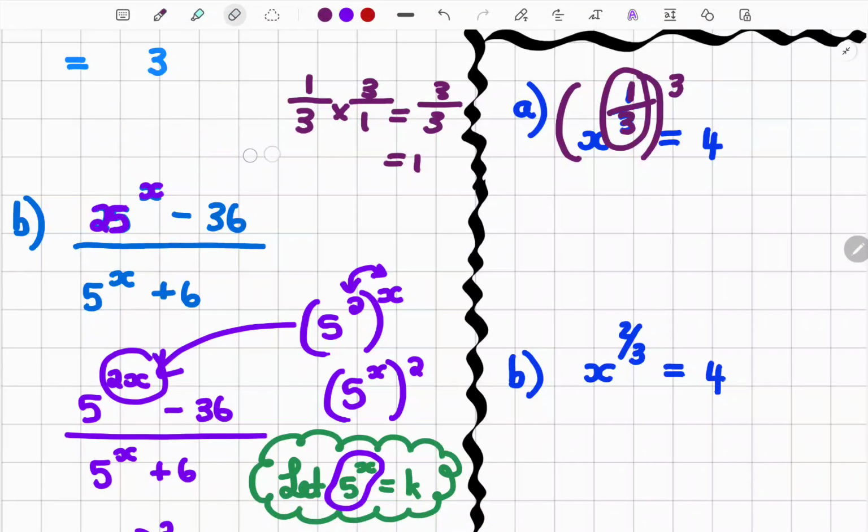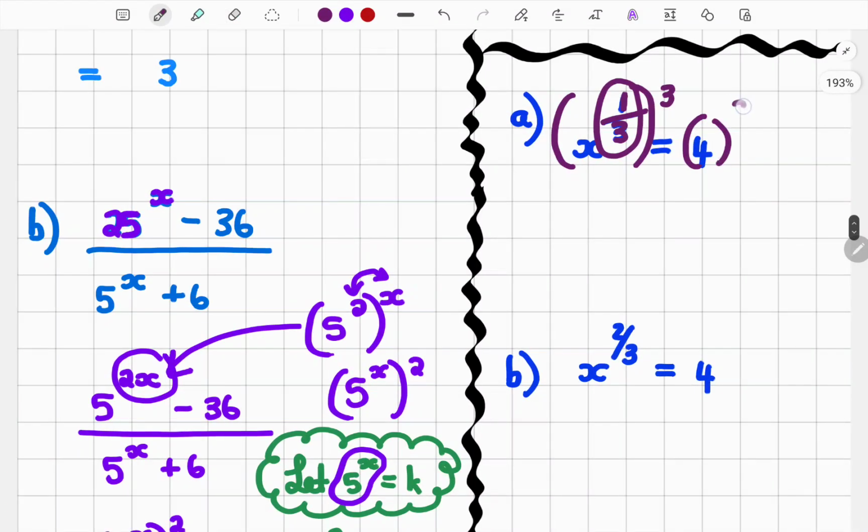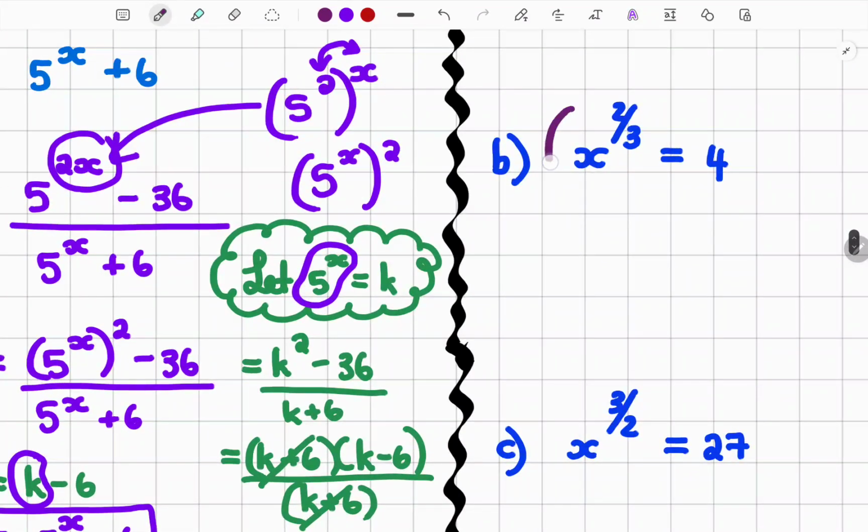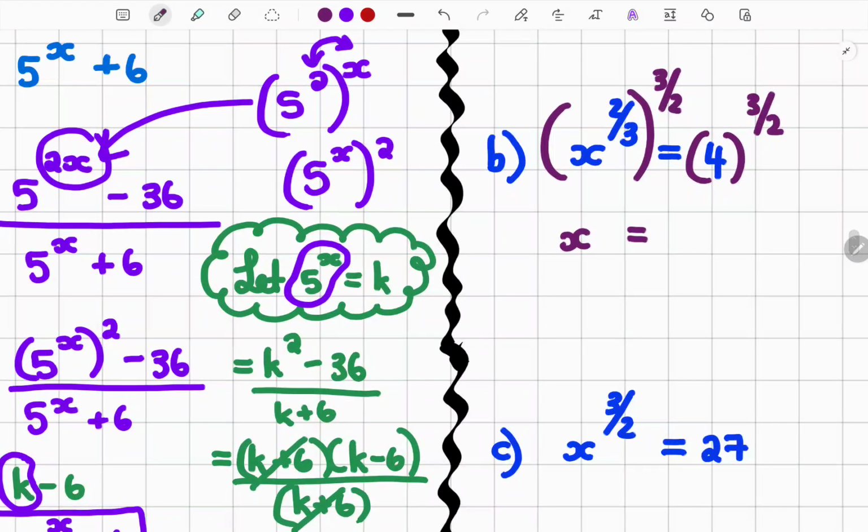All right. Let me just erase here to keep everything nice and tidy. But what I do on the one side, I need to do on the other side. So that falls away and it becomes x to the power 1 is equal to 4 to the power 3, which gives you 64. Easy peasy. Now here, raise it to the further power, flip it around, 3 over 2, because 2 over 3 times 3 over 2 will give you an x. But what you do on the one side, you have to do on the other side. So 4 to the power fraction 3 over 2 gives you a lovely 8.